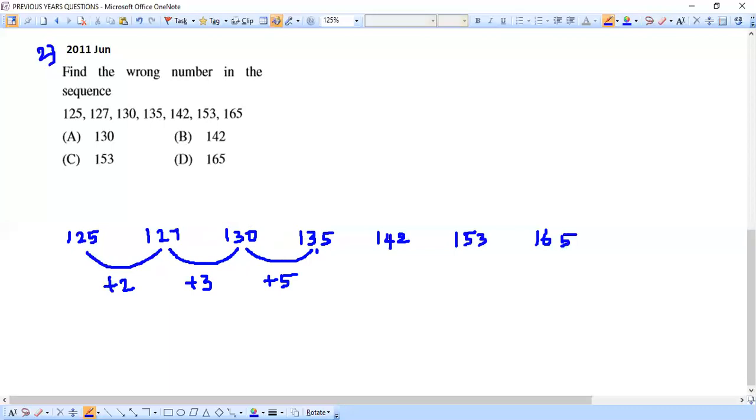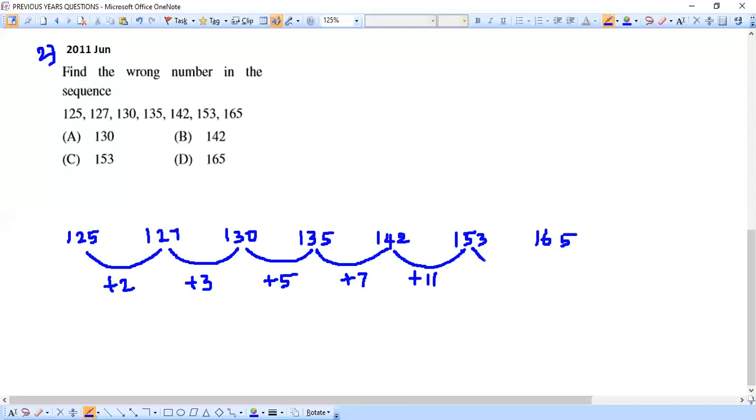Next is 135 to 142. So how much have they added here? They added plus 7, I think. Is it or not? 135 plus 7, you get 142. Very simple. Next, 142 to 153. Here they did plus 11, because 3 minus 2 is 1 and 5 minus 4 is 1, and 1 minus 1 will give you only 0. So simply plus 11 they did.